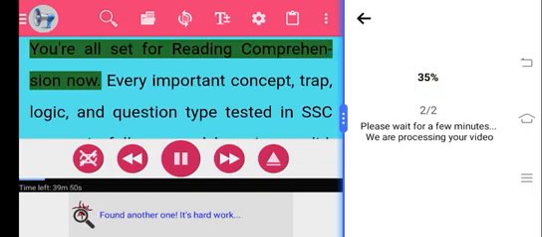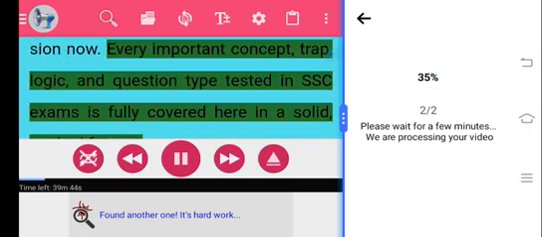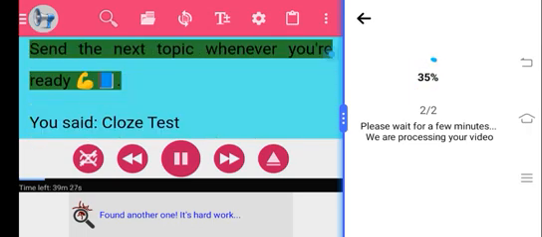You're all set for reading comprehension now. Every important concept, trap, logic, and question type tested in SSC exams is fully covered here in a solid, packed format. Send the next topic whenever you're ready.